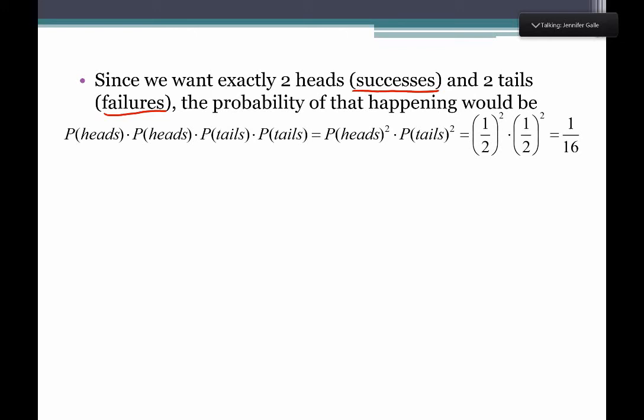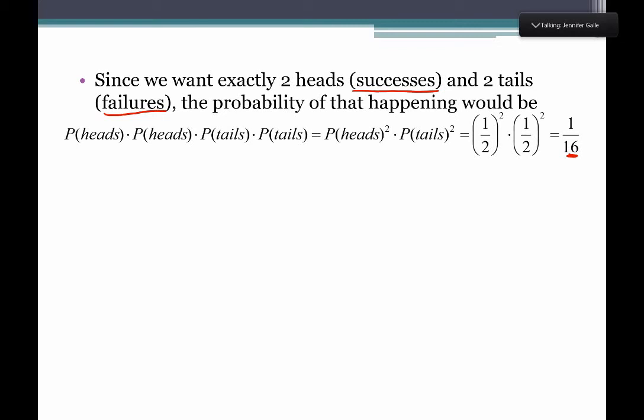If I just say my probability is 1/16, that means it only happens 1 out of 16 times that I get 2 heads and 2 tails. No, that's not quite right. It's going to happen more than that, that I get 2 heads and 2 tails. So if we just multiply those probabilities together, here's what's not taken into consideration.